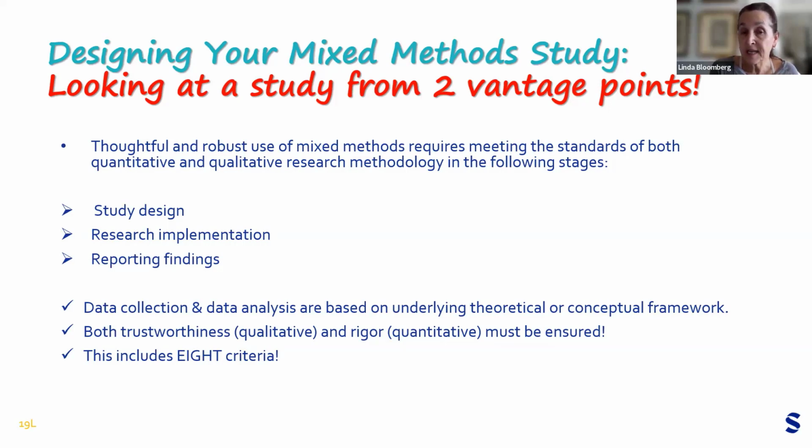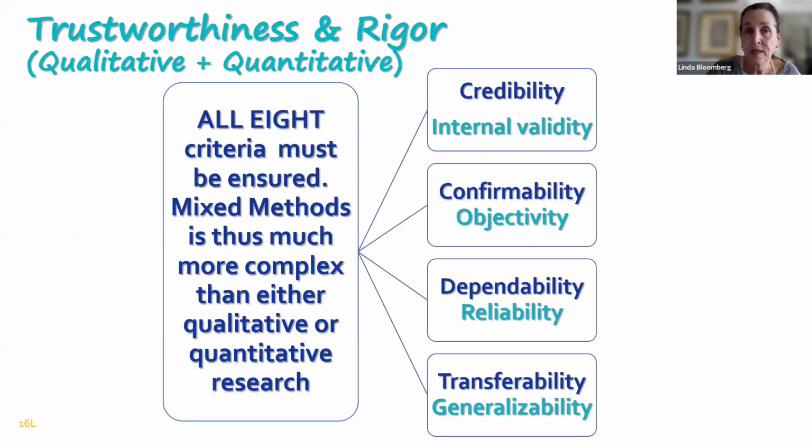Data collection and data analysis are based on underlying theoretical or conceptual frameworks, and this applies to both qualitative and quantitative research. And if you're doing mixed methods, you do not only have to address trustworthiness, which applies to qualitative research, but you also have to address rigor, which applies to quantitative. So this includes 8 criteria. So all 8 criteria must be ensured.